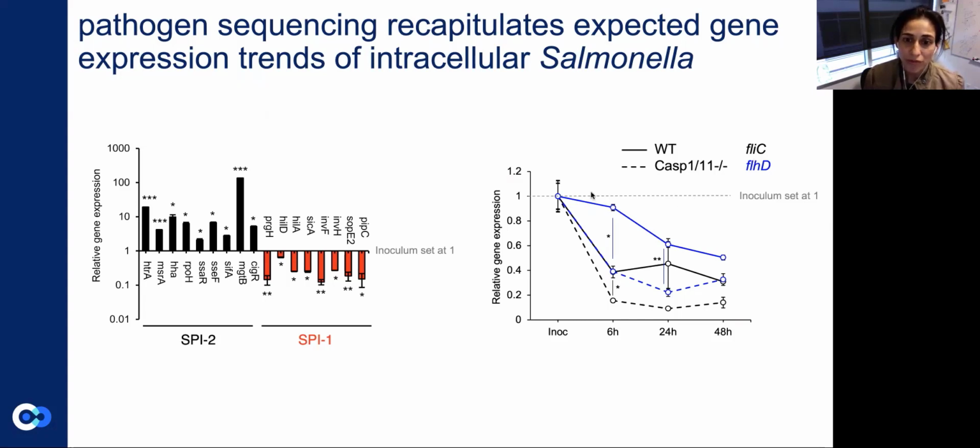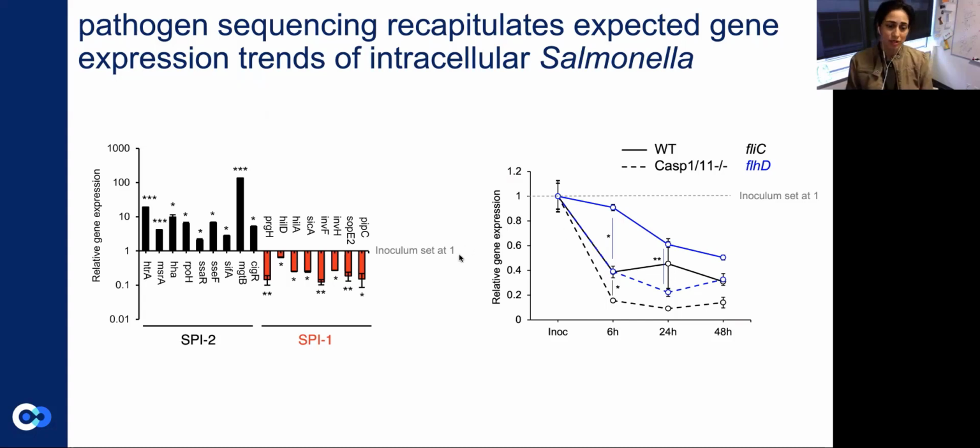And basically what we find is, with the wild type in solid lines and the 111 knockout in dotted lines, that in the 111 knockout, FliC, which is in the black lines, is downregulated faster, and then FlhD, which is the master regulator of the flagella operon, is also downregulated faster in the 111 knockout. So kind of recapitulating what we'd seen previously and giving us some confidence that we can trust what is going to come out of this sequencing data.